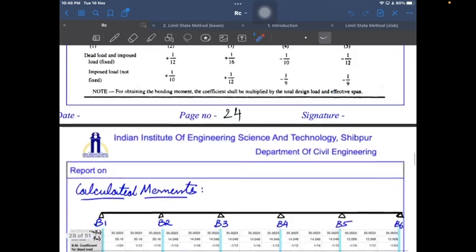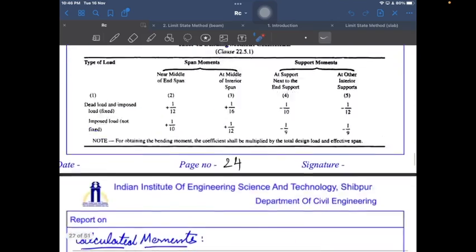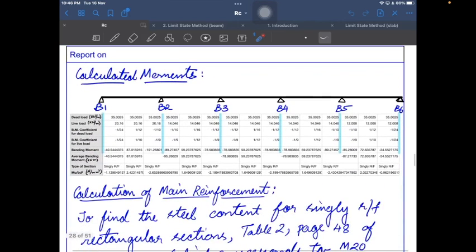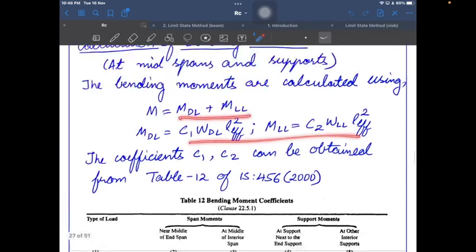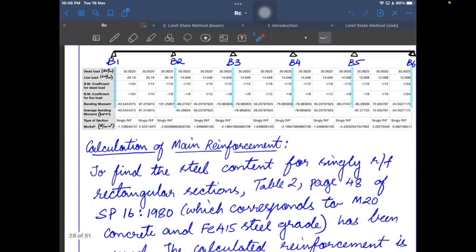One more thing is not mentioned here, but it is mentioned in the code. At the simply supported edge, we give these coefficients, -1 by 24 and -1 by 24. That's it. This is given in the code, so you can look at my table. Using this formula and using this, I have calculated the bending moments.